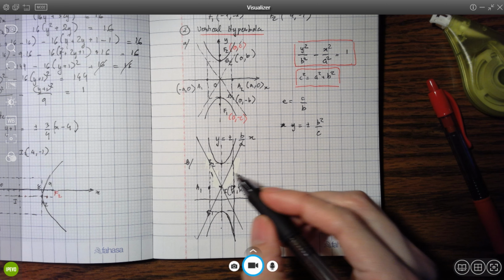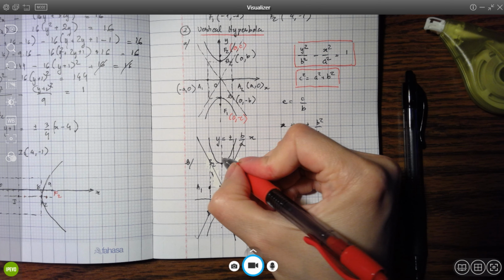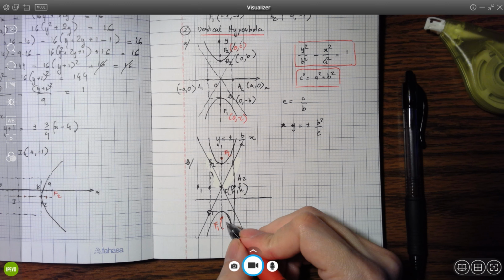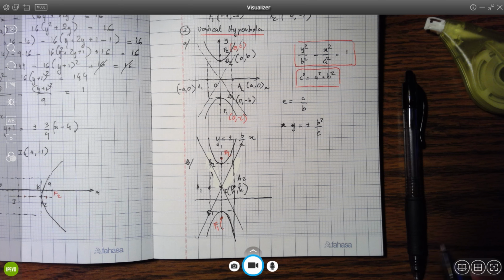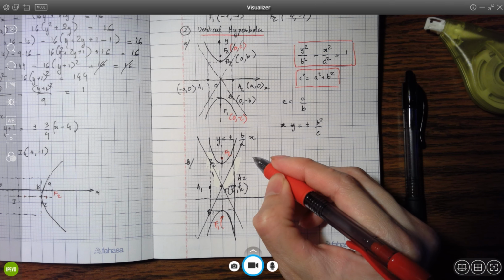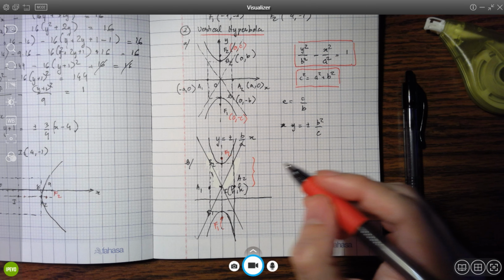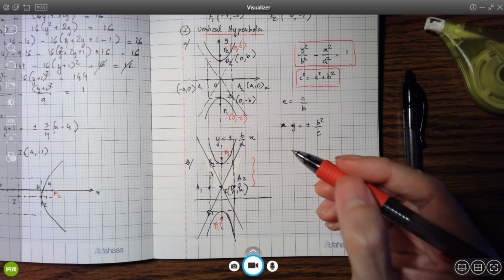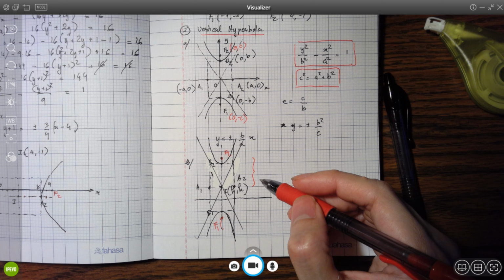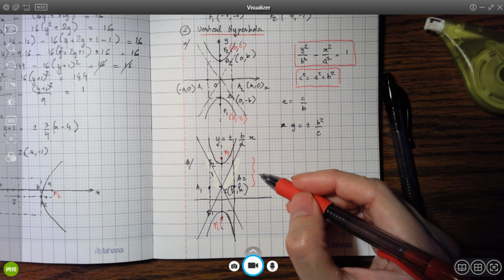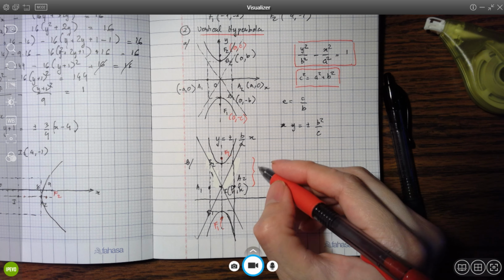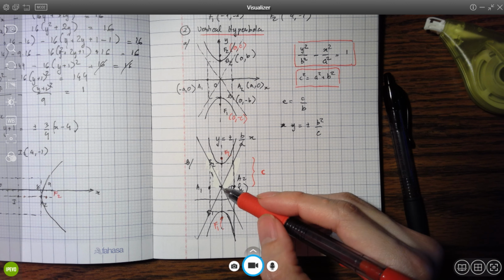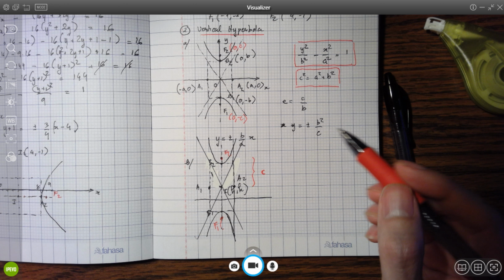C is the distance, so F1 is right here and F2 is here. We don't know the coordinate of F1 because everything changed already. So C is from here to here. Because the coordinate changed, the coordinates will change correspondingly to the coordinate of the I, okay? But C is still the distance.